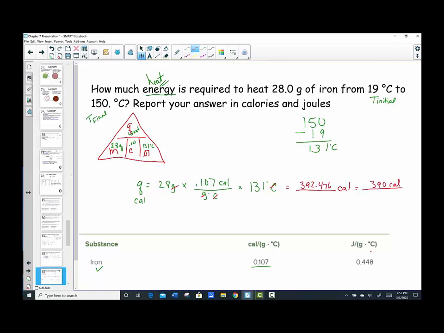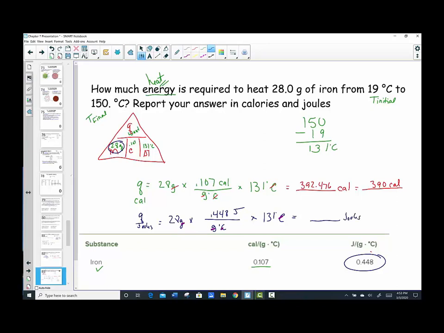What about in joules? Q measured in joules would still have 28 grams, same mass, same temperature change, but what will be different is the specific heat. We have to make sure we grab that in a joule per gram degree Celsius, but the same temperature change. See what we've done? Grams canceled and Celsius cancels, and we're going to end with joules of energy.